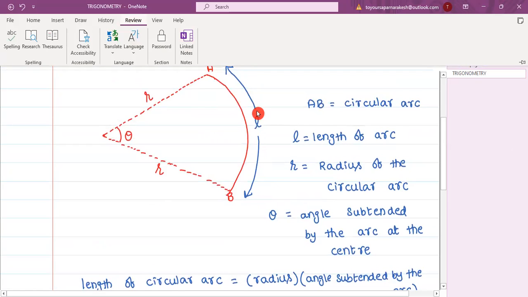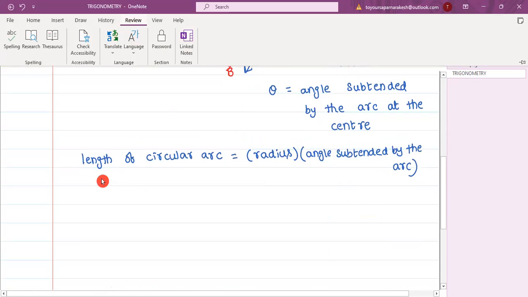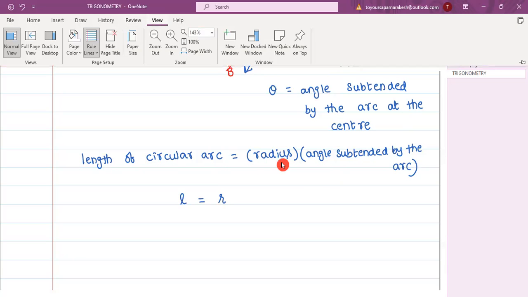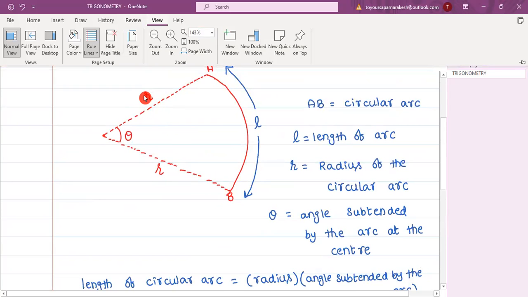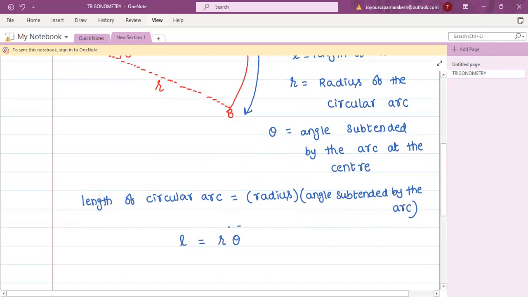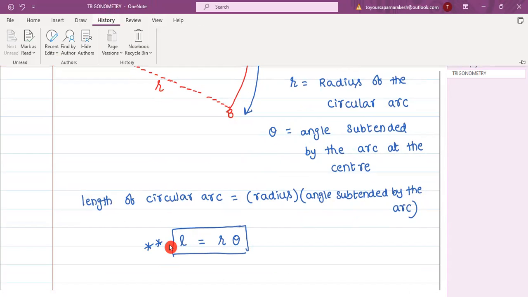Now see the figure. In the figure, L is the length of the arc. So L equals, what is the radius of the arc? That is R. And what is the angle subtended by the arc? The angle is theta. This is the equation we have to follow to find the length of the arc.